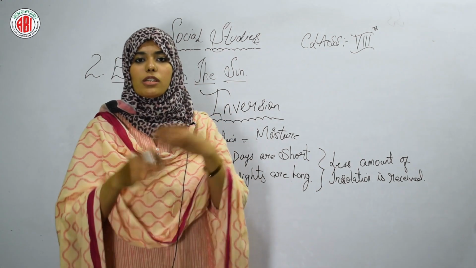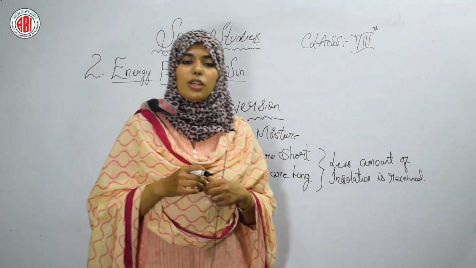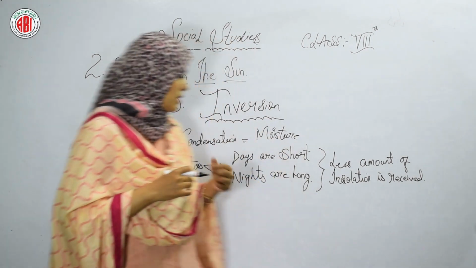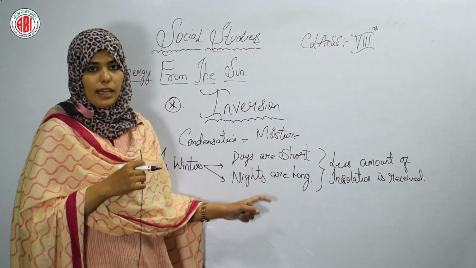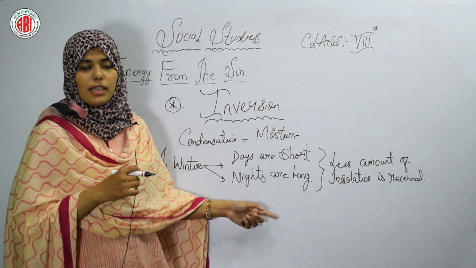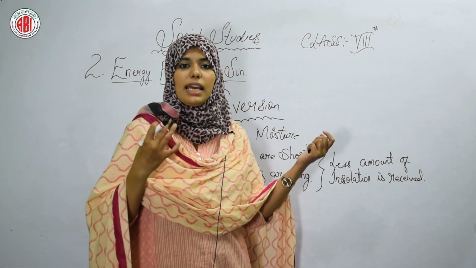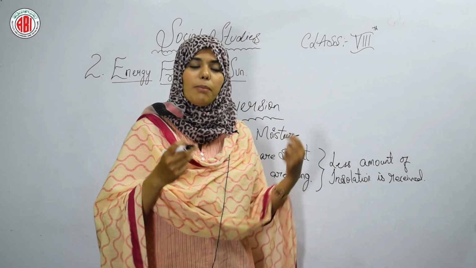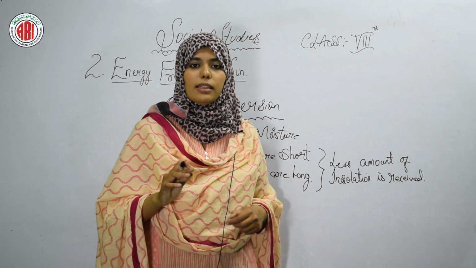All this process is called inversion, and inversion mostly happens in the season of winters. Why? Because the days are short and the nights are long. Because of this, the earth takes in less insolation. So whatever excessive radiation has been received by the earth is given back into the sky in the long night.